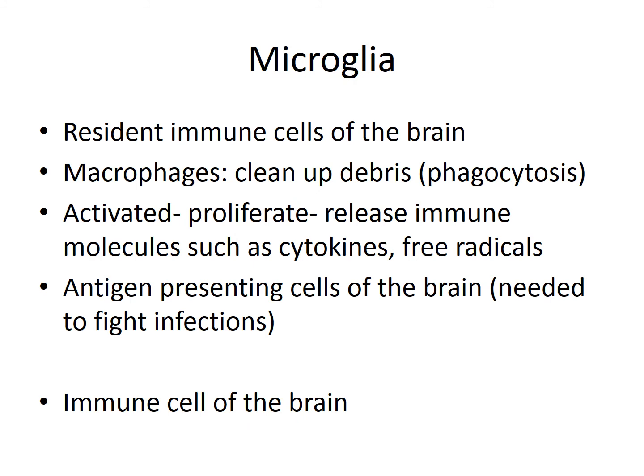The next cell of the central nervous system is the microglia, and the important thing to remember about microglia is it's the immune cell of the brain. So we have tight junctions at the blood-brain barrier, which means that the immune cells from the periphery do not get into the central nervous system typically unless there is some sort of disease that allows them to cross over.